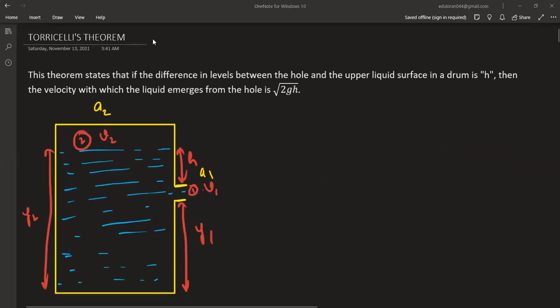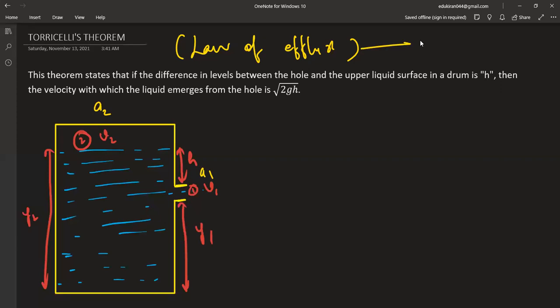Okay, so Torricelli's theorem, also known as the law of efflux, basically says that, in short, the velocity through the orifice will be under root 2hg. That's it. Suppose this is a container and this is a very small orifice. Orifice means a very small hole has been dug in. So velocity through this becomes under root 2hg.